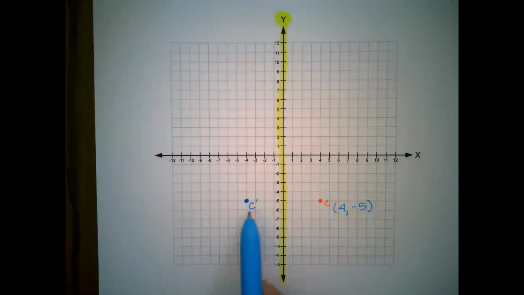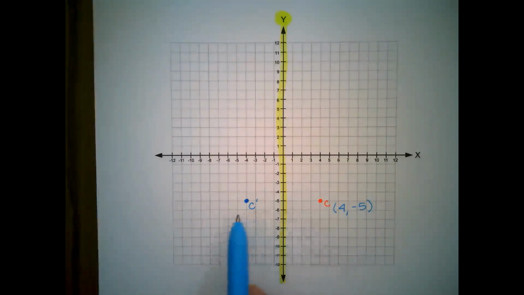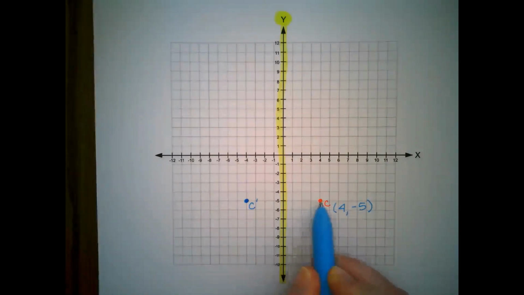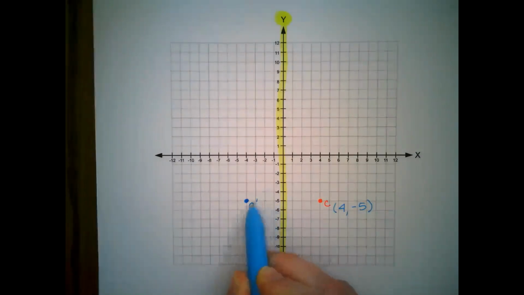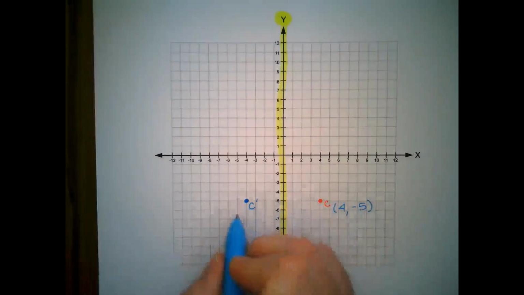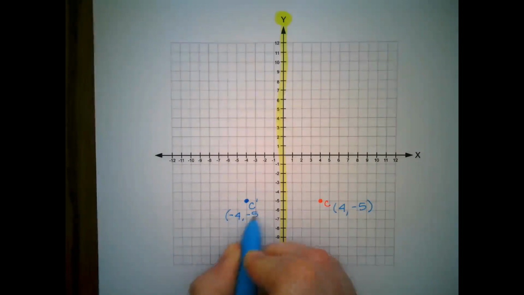C prime tells us that this point is related to point C, but it is a reflection. Okay? Now when we reflect it over, notice that it is still 1, 2, 3, 4 units from the y-axis to the right, and 1, 2, 3, 4 units from the y-axis to the left. They're both on that. So let's take a look at our points. This is -4, -5. Okay?